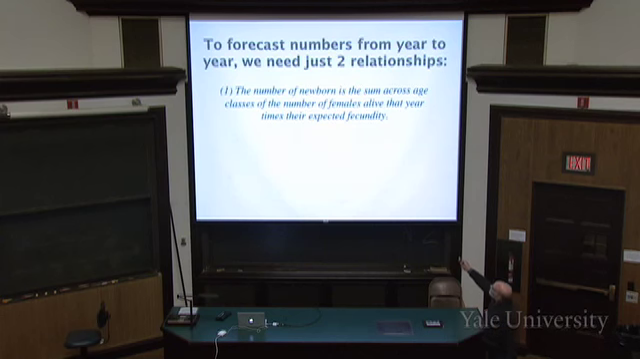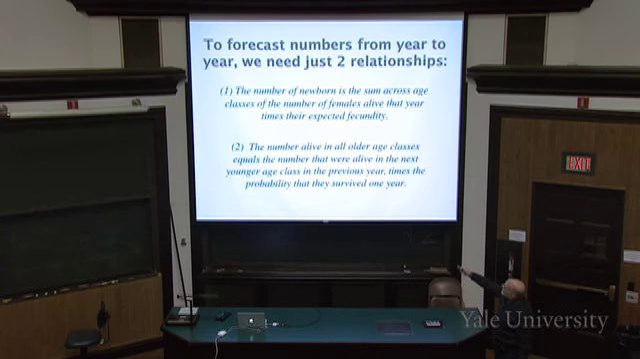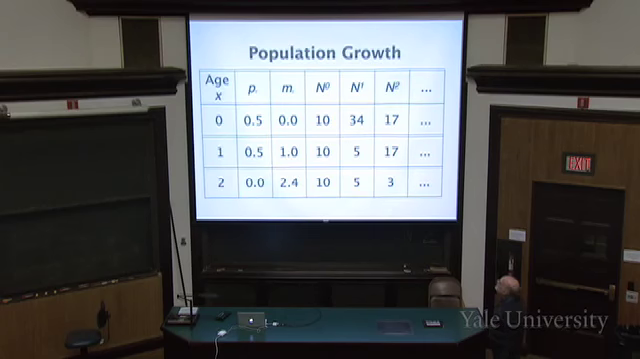So the number of newborn is the sum across age classes of the number of females alive that year times their expected fecundity. And that's pretty straightforward. Just take the number of females, take the average number of babies they'll have, and that's the number of newborn. The number alive in any older age class is the number that were alive in the younger age class in the previous year times the probability they survived. That's pretty straightforward. This is the deceptive simplicity of life tables, just straightforward accounting.